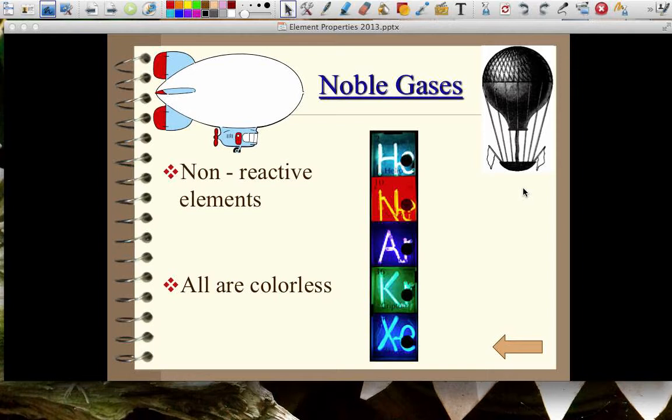Generally, they're all colorless. But remember when we did the gas spectroscopy lab? When we sent electricity through these gases that were in the tubes, they glowed a color. Neon was that beautiful bright orange, and then krypton, which we didn't have, glows a nice green. So these are your noble gases.